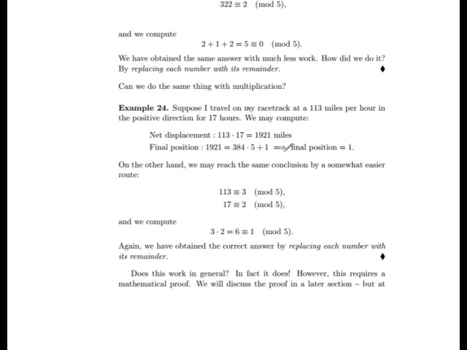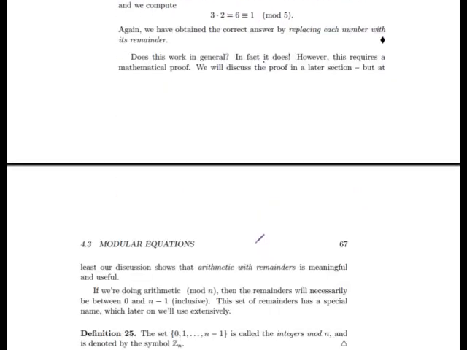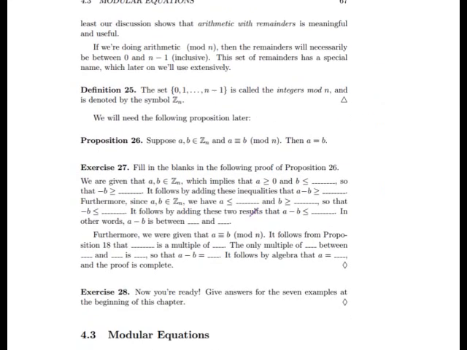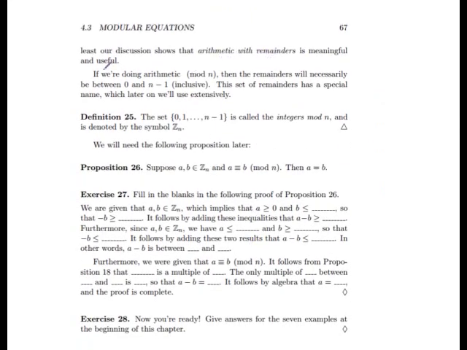Now, instead of multiplying these big numbers together, I could take the remainder of 113, which is 3, and the remainder of 17, which is 2. Multiply those two together, I get the very same answer. Much, much simpler, much more direct, but the same answer. Now, can you prove that this is always going to work? Well, you do need a mathematical proof. We're not going to prove it in this section. But we're seeing that arithmetic with remainders is meaningful and useful, and also much simpler than arithmetic with general integers.